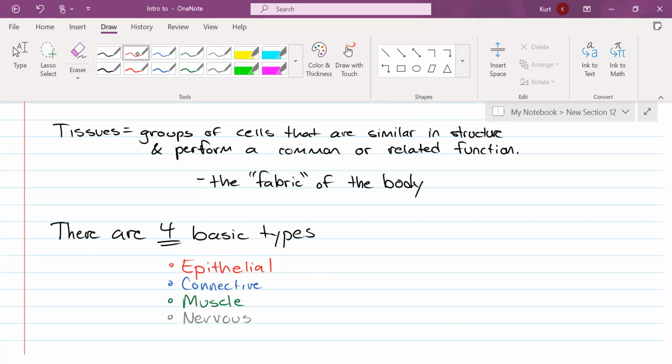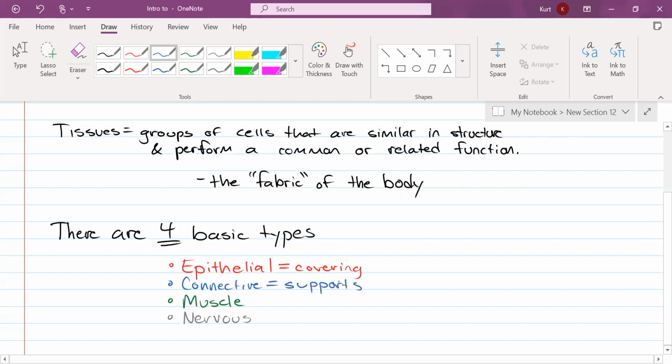Now, what are they responsible for? Well, epithelial is responsible for covering. It covers a lot of your hollow organs. It covers a lot of your surfaces that separate one area from another. Connective tissue supports. It holds you up and it holds you together. Muscle tissue helps you move. And you see these horror movies where there's a skeleton walking around. A skeleton can't walk around by itself. It has to have muscle. And then the nervous system controls.